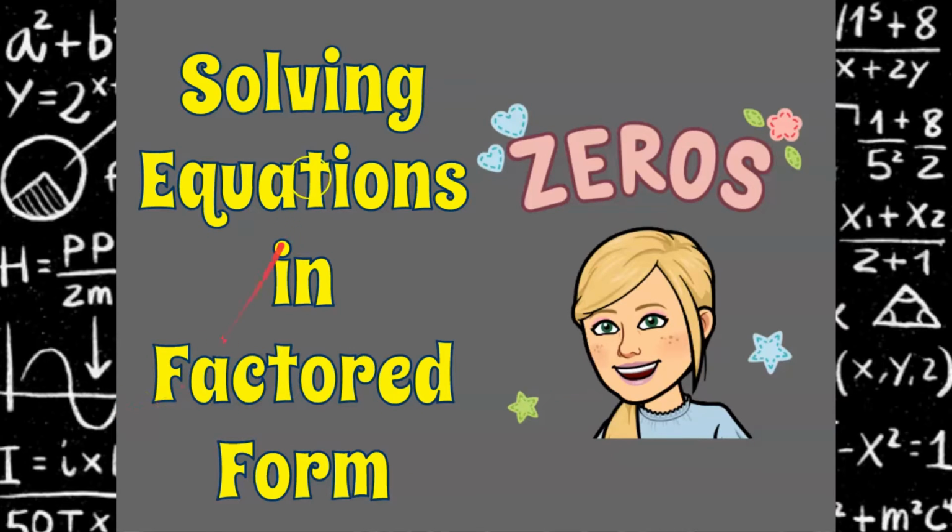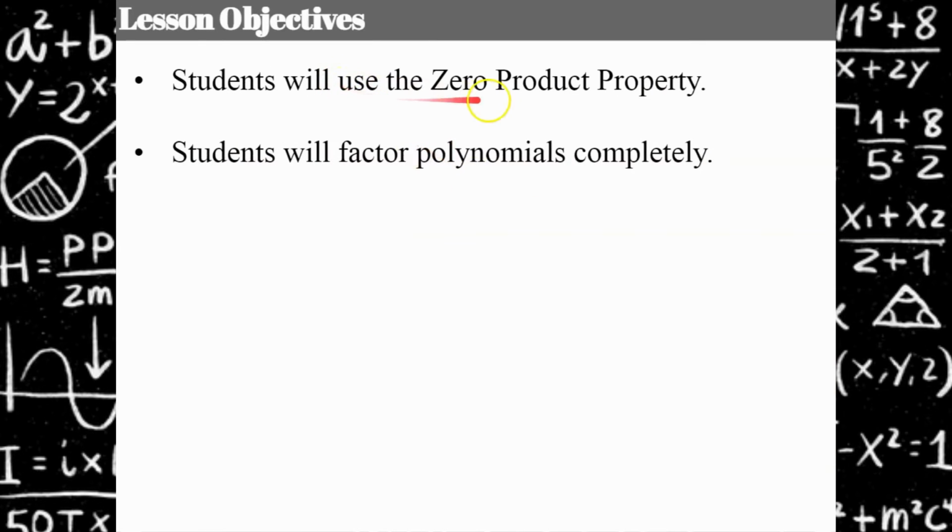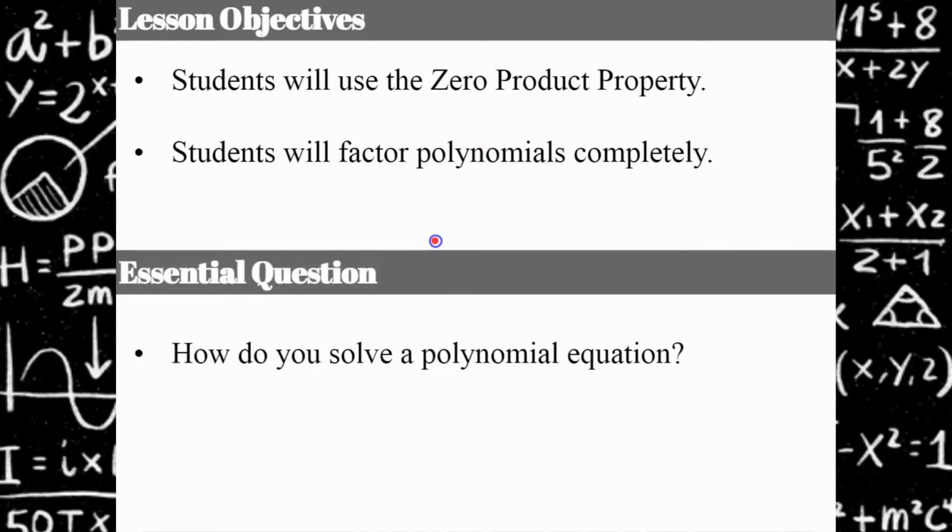Today, my lesson is on solving equations that are in factored form. We're going to find zeros. So today we're going to use the zero product property, and we're going to factor polynomials completely in order to use the zero product property and solve a polynomial. So here's what I want you thinking about today. How do you solve a polynomial equation?